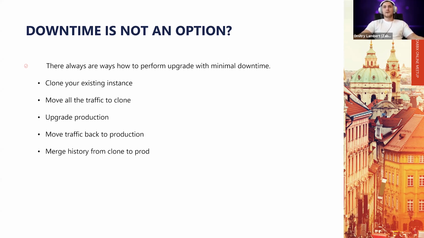Upgrade the production instance, and the traffic is still collected. All the metrics are still collected in your current clone. Then move the traffic back to the production. So again, do the play with the DNS, and then merge the history from the clone to the production. If those are actual clones, then the database configuration data will be identical. Item IDs will be the same in the production environment and the development environment.